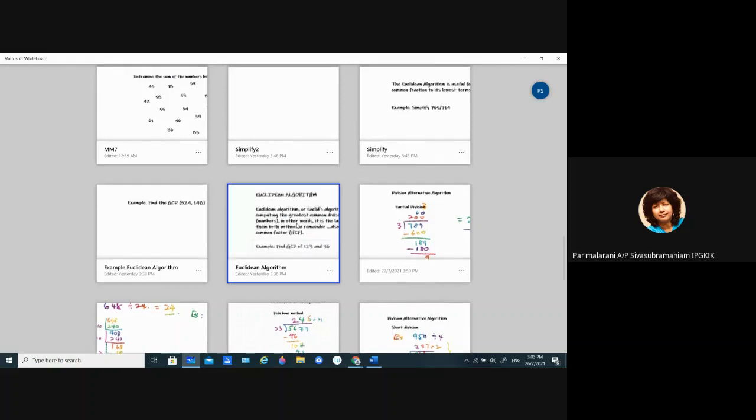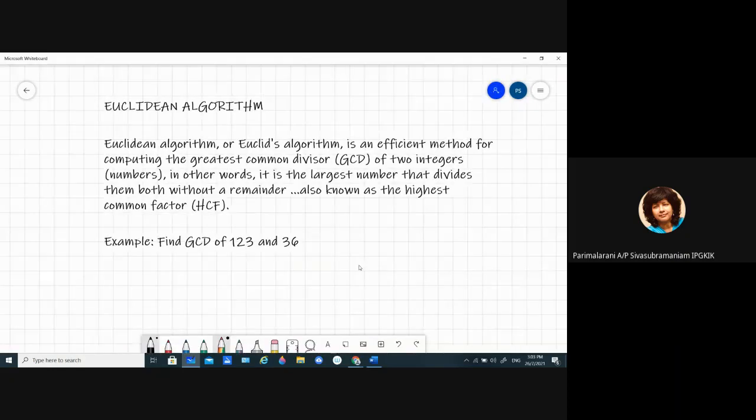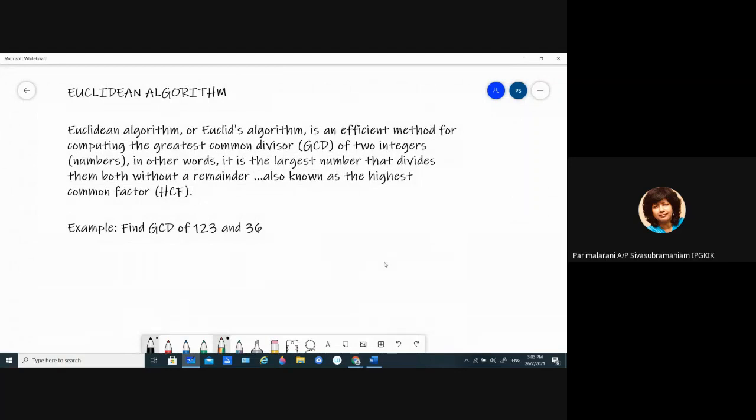Okay, now we're going on to Euclidean algorithm. Euclidean algorithm, or Euclid's algorithm, is an efficient method for computing the greatest common divisor of two integers. In other words, it is the largest number that divides them both without a remainder, also known as the highest common factor. Okay, so example. Before you do that, you need to know the two terms.